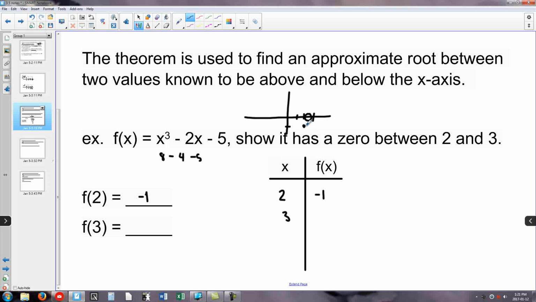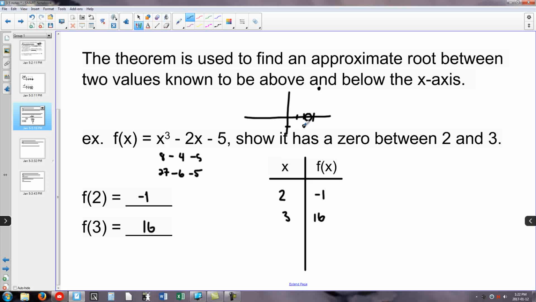Now I want to know what happens at 3. Well, if I put 3 in, 3 cubed is 27, minus 2 times 3, which is 6, so minus 6, minus 5. We get 27 minus 6 is 21, minus 5 is 16. And so I put 16, and obviously that's going to be way up here.